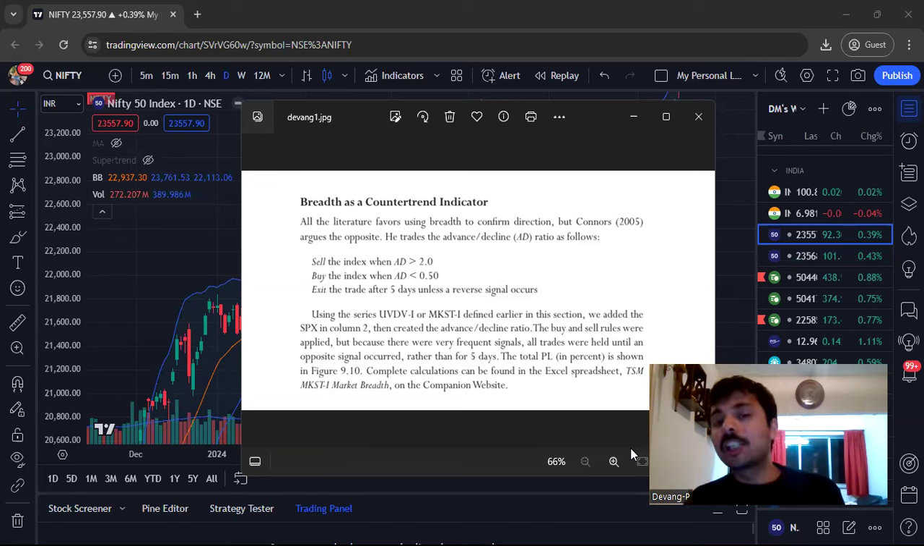He also said that when the ratio is less than 0.5, so when things are getting too oversold, you can use it if you get some kind of confirmation or convergence with other indicators. For example, your advance-decline is less than 0.5. At the same time, you are getting a very important support level on the chart. Some Western indicators like maybe RSI or a stochastic, maybe Bollinger Band is giving you a buy signal. So when you're getting a cluster of evidence with an oversold or a massively negatively skewed advance-decline, you can use that to go long. And then you can exit the trade after 5 days unless a reversal signal occurs.